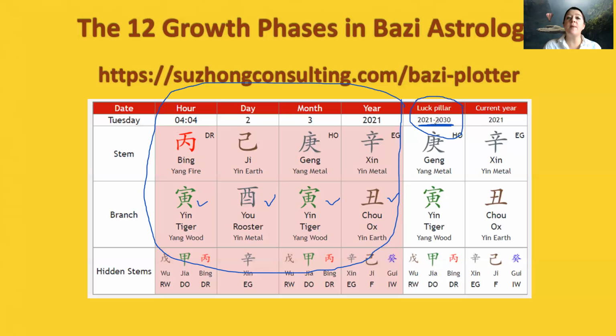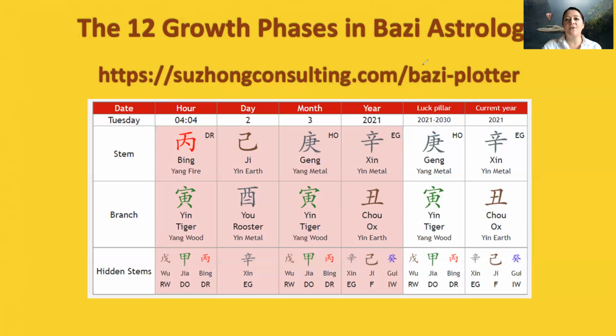But for you, this may be completely different. So if you don't see it exactly as it is here on this sample chart, don't panic. It's completely normal. It could be something very, very different. It could be 2017 till 2026, for example. But it will always be a 10-year time frame. And then you see the current year pillar. This is the same for everyone because we're all going through the same year right now. So right now, this would be the year of the metal ox. So this is what you get when you plot your chart.